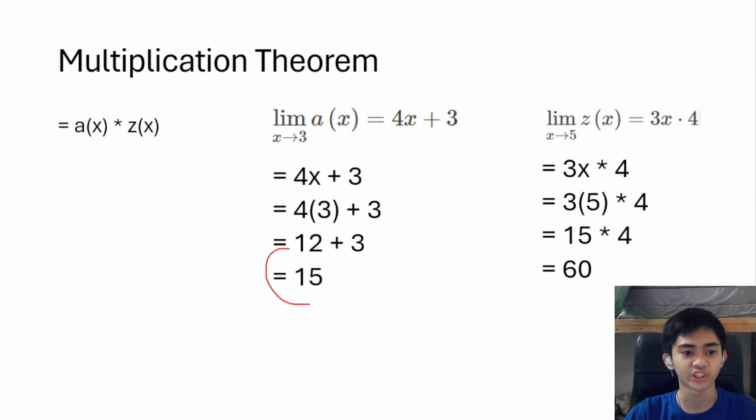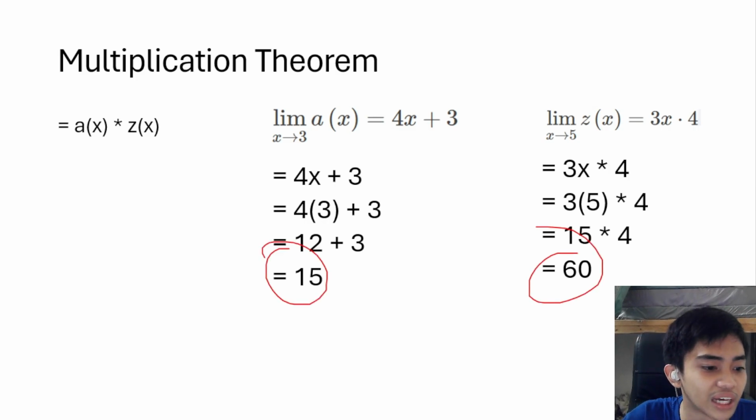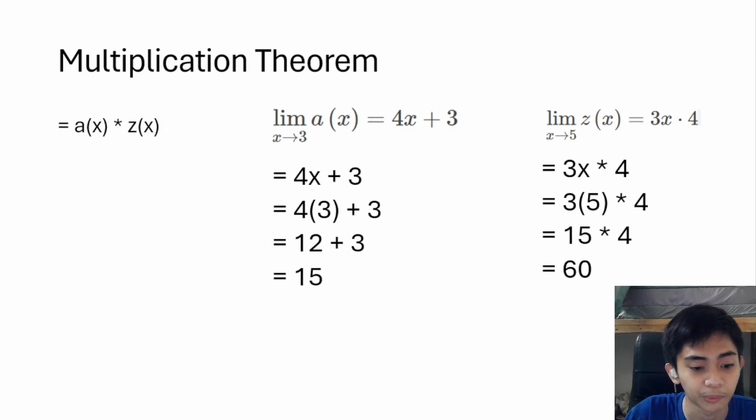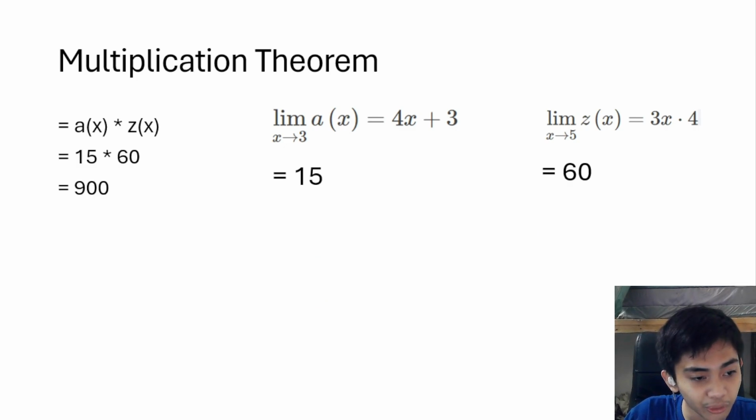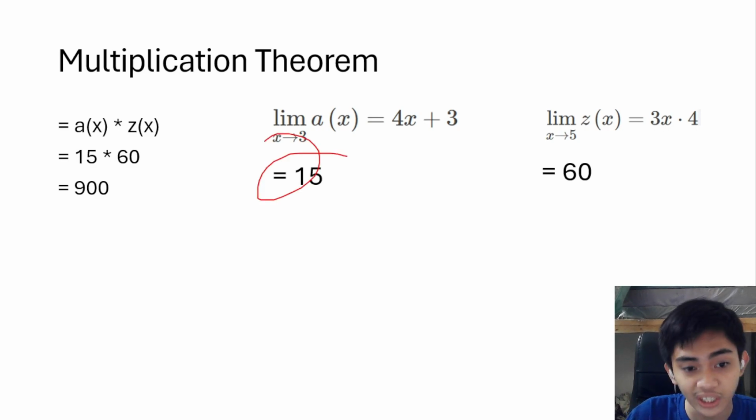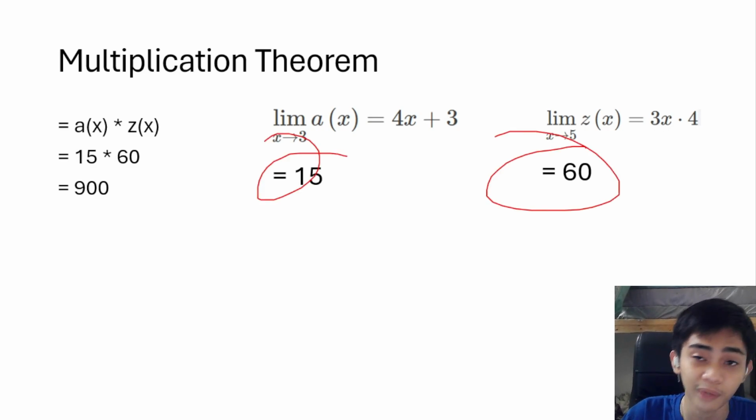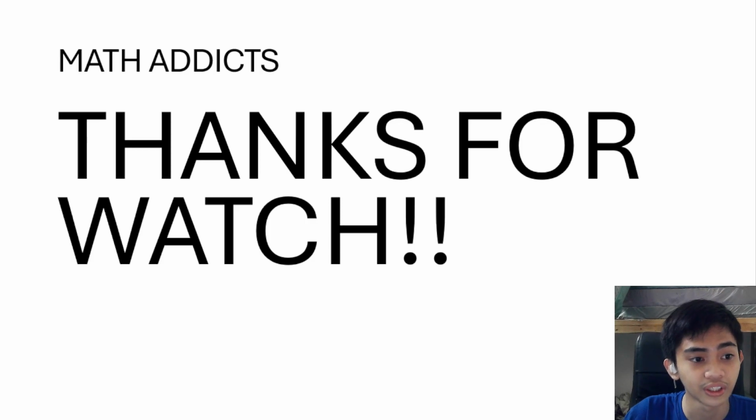So now we're not done yet, though we have both of these answers. We're not done yet because we will proceed to the main equation. The main equation is a of x times z of x. We have a of x, which is 15. We have z of x, which is 60. So we'll multiply both of those and we substitute. So 15 times 60 is equal to 900.